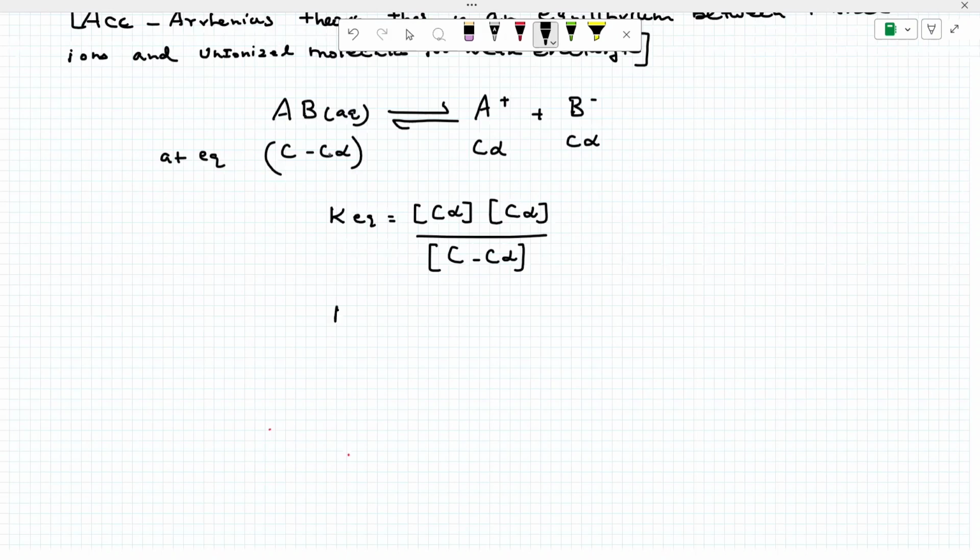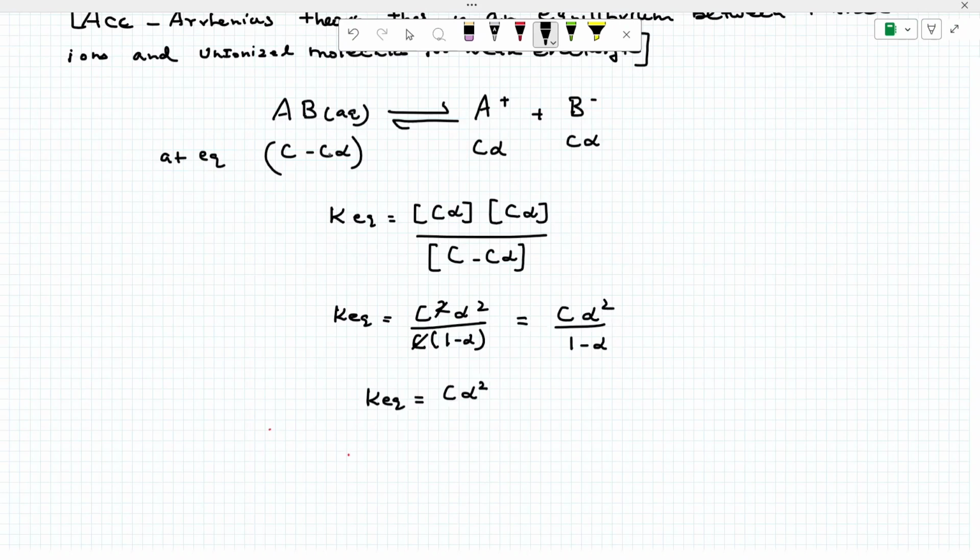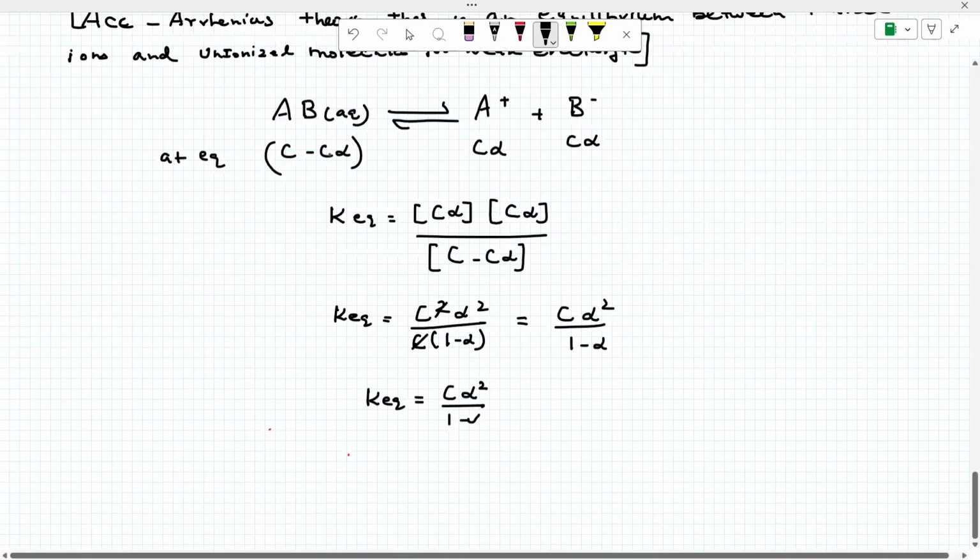The K equilibrium is C square alpha square over C, taking C common, 1 minus alpha. And C cancels. Therefore, the K equilibrium is equal to C alpha square by 1 minus alpha. This is the formula.